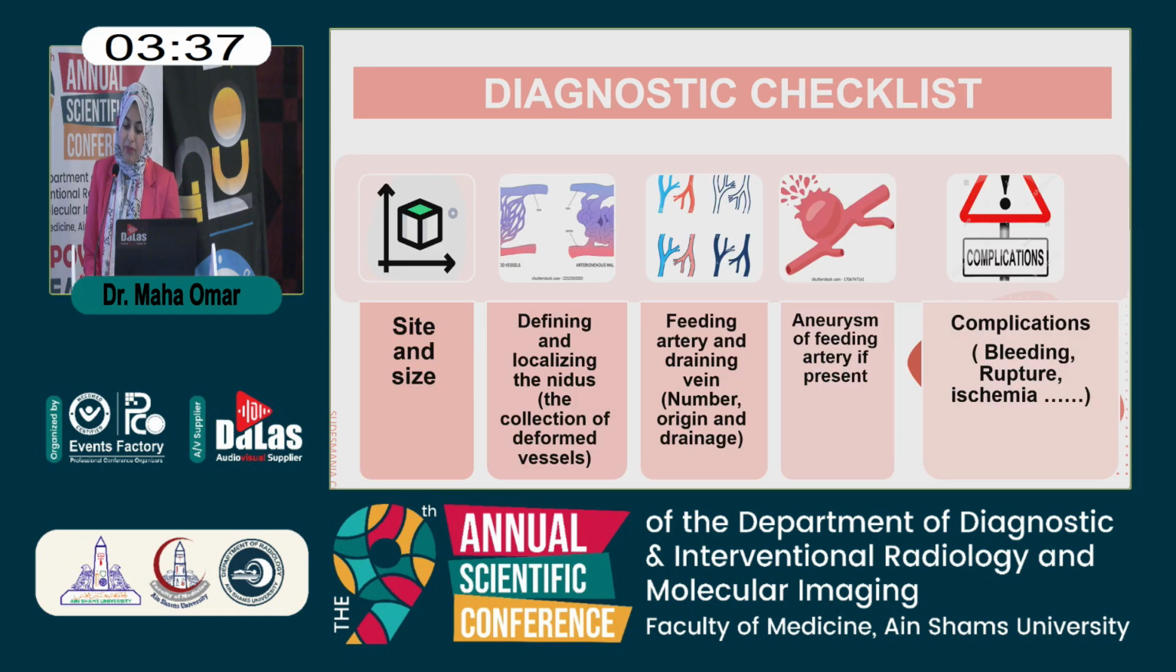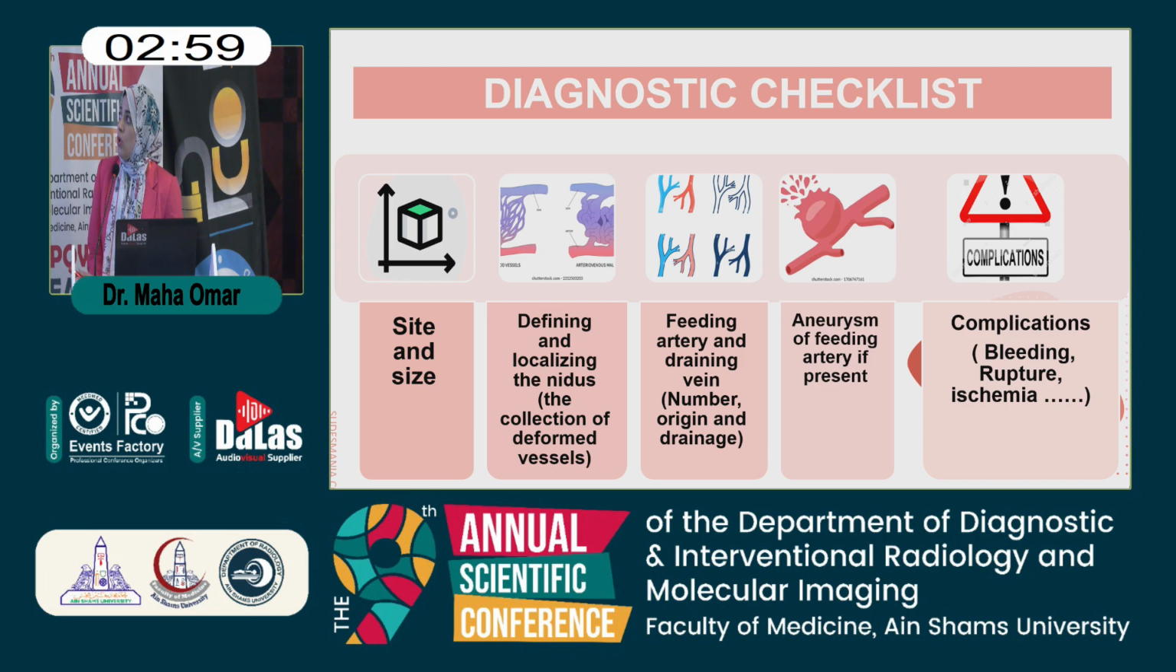Let me also take this opportunity to mention the most important items that need to be fulfilled as a checklist when reporting arteriovenous malformations anywhere in the body. We should report the size and the site of the lesion exactly, defining and localizing the nidus, which is the collection of the deformed vessels in the center of the lesion. Define the feeding artery and the draining vein, the number of feeding arteries, which may be more than one, and the origin of such arteries, and the venous drainage of the lesion to help guide the management.